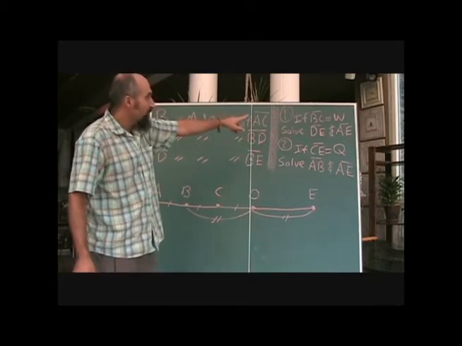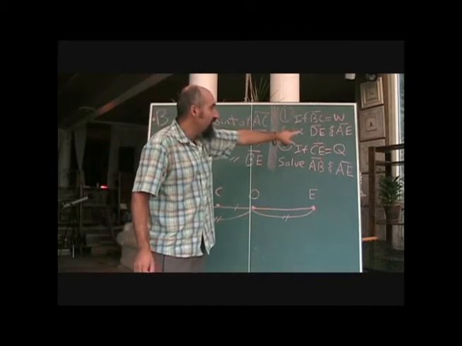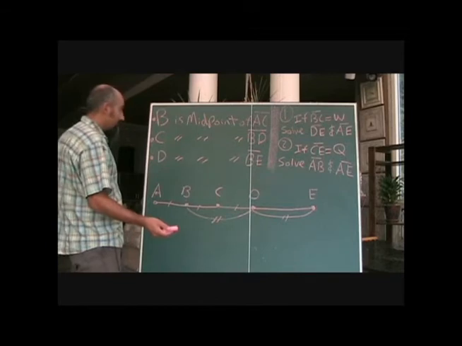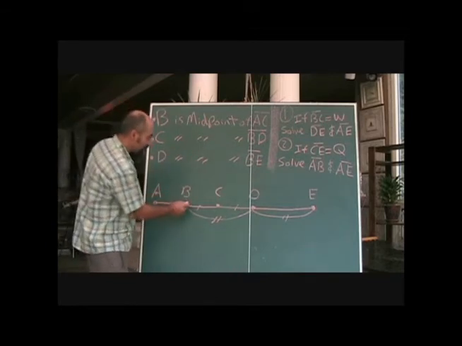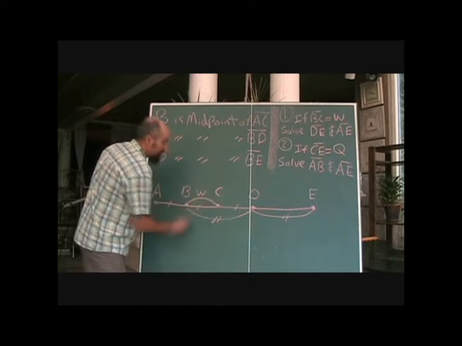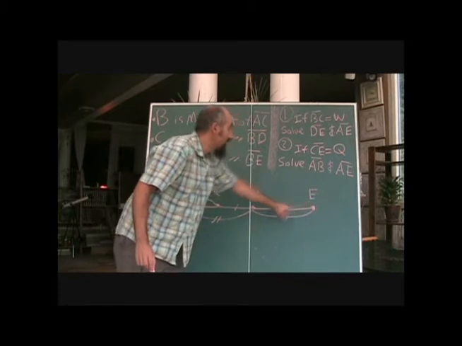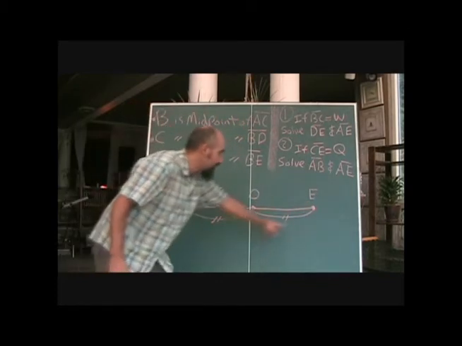Now let's look at the questions. What are they asking us? If BC is W, solve for DE and AE. So let's lay this down. If BC is W, the length here is W. Solve for DE, we want to solve for this, and solve for AE, we want to solve for this.